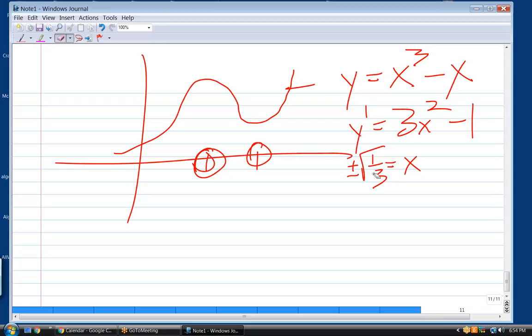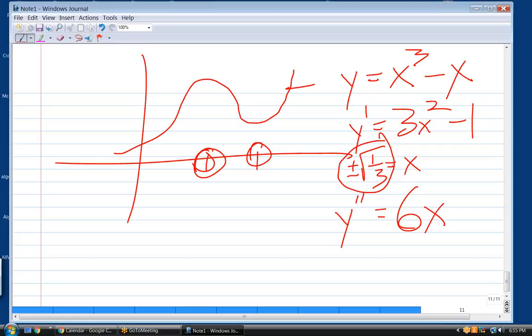Okay? So the way I determine which is which is I take the second derivative. What's the second derivative of this function? Okay. What do we know about second derivatives? Now, if I plug in my two values of x that I came up with, one of them gives me a positive second derivative, the other gives me a negative second derivative.